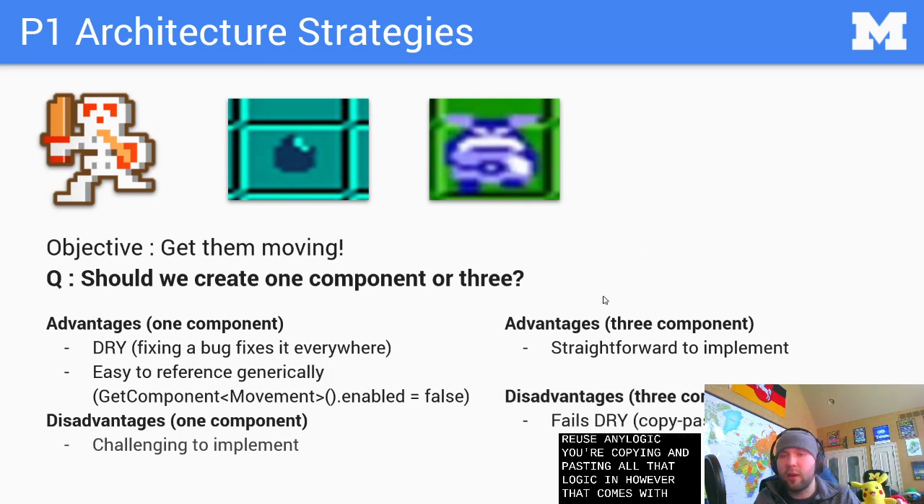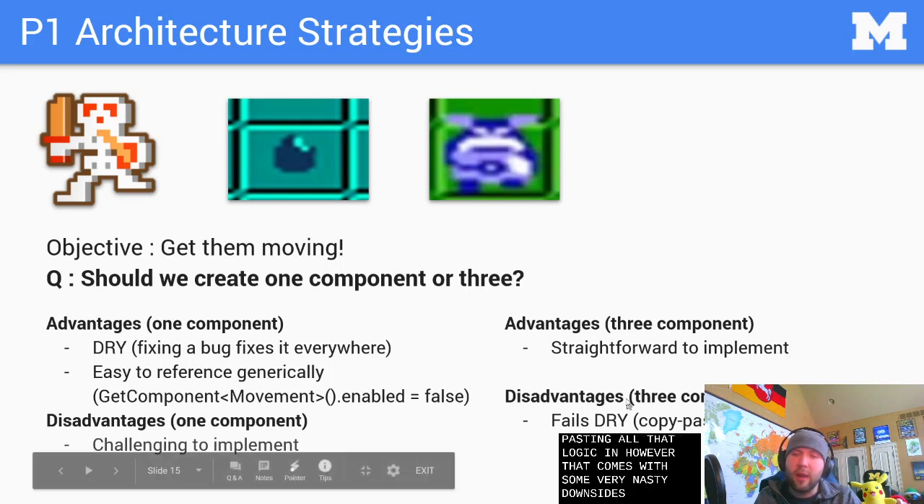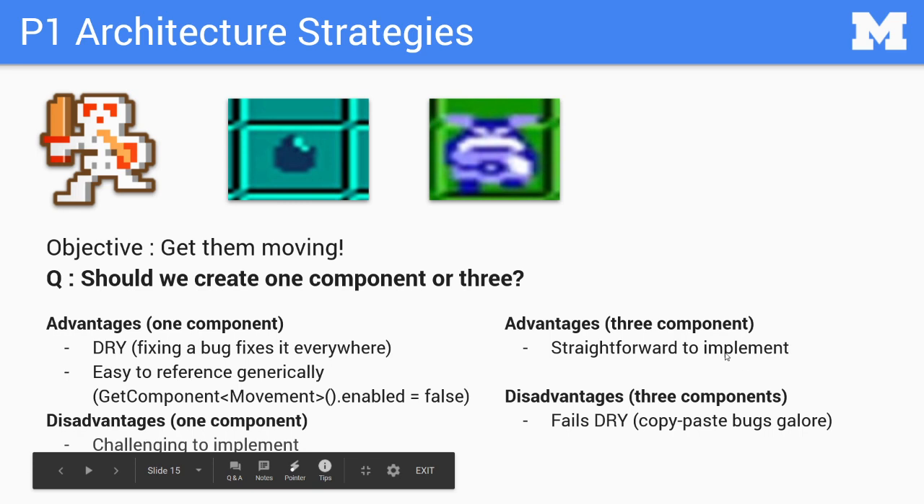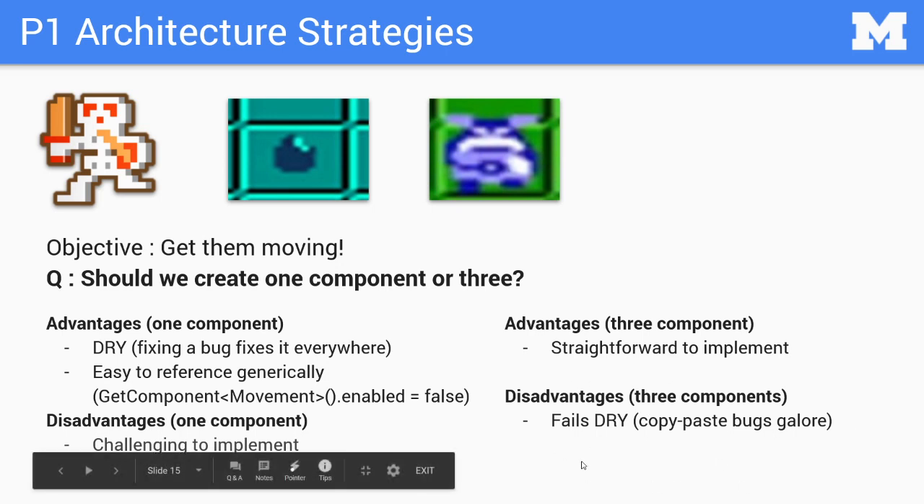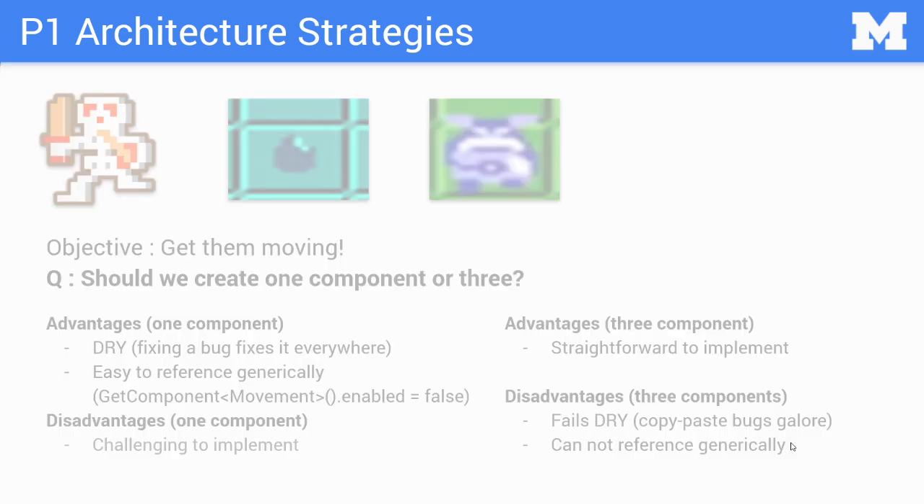However, that comes with some very nasty downsides. It fails the DRY principle. So copy pasting is going to happen, and if you fix a bug in one of these three, you have to remember to fix it in all of the other movement components that you have, potentially in your entire code base. And this gets worse the more enemies and the more movement related components you have. Okay? And another really nasty thing is that you cannot reference this generically.